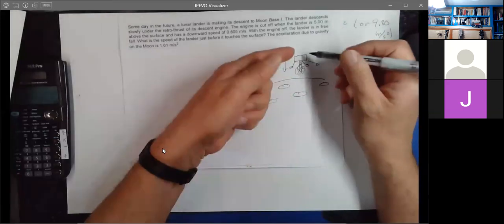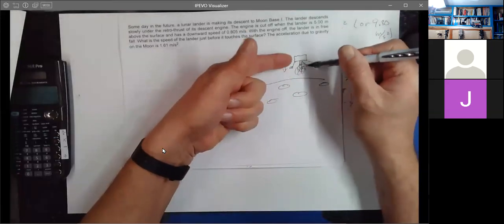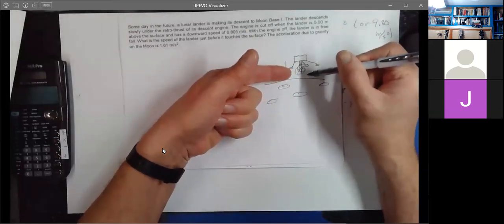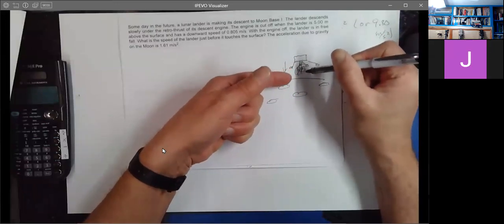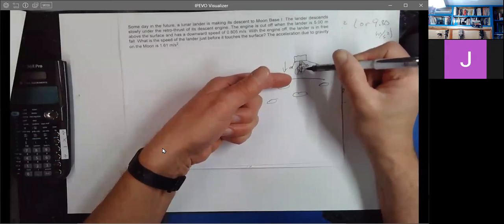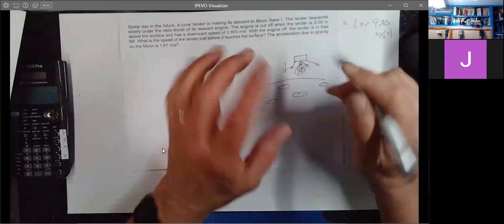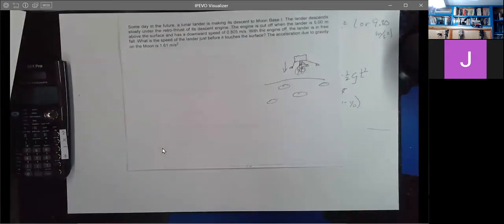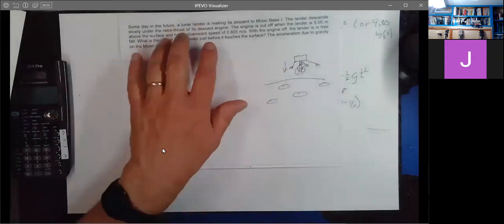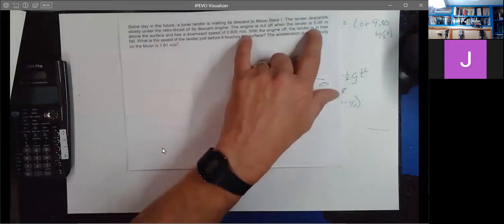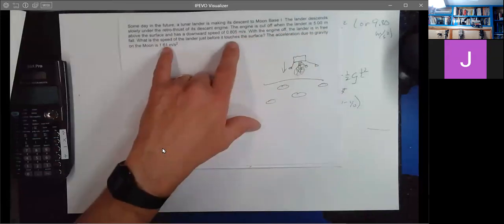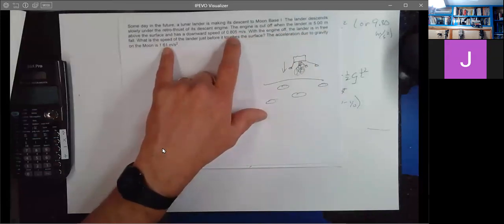And the thing is descending toward the barge that it lands on, firing its rocket engine, and then just a brief instant before it hits or lands on the barge, it stops firing the rocket engine. So that's what's going on here. Anyway, it descends. The engine is cut off when the lander is 5 meters above the surface and has a downward speed of 0.805 meters per second.